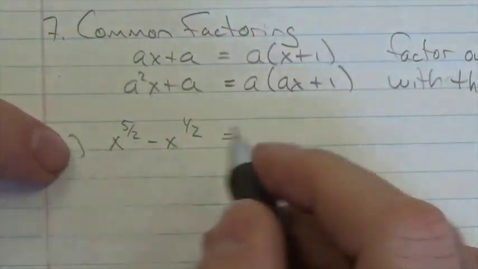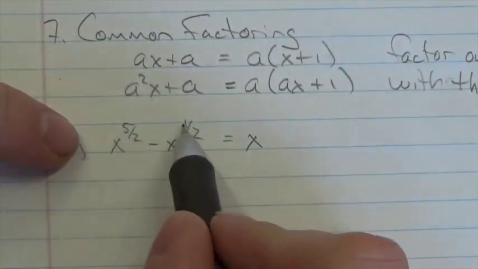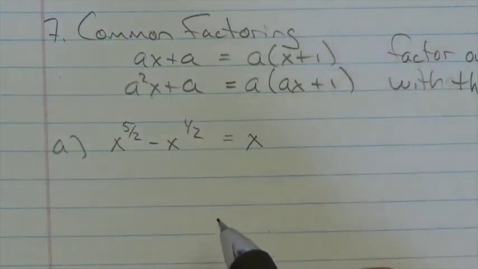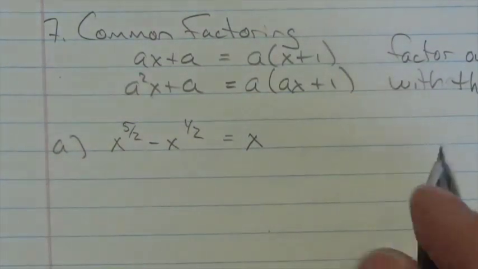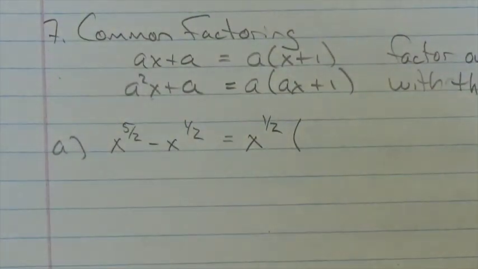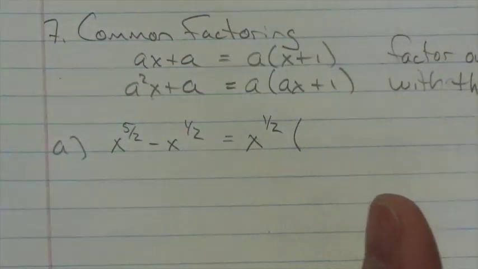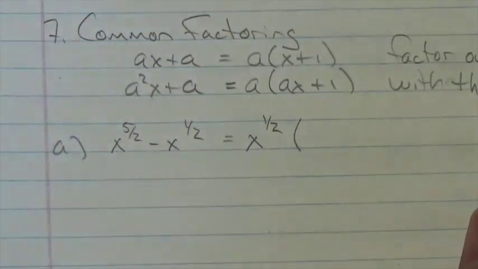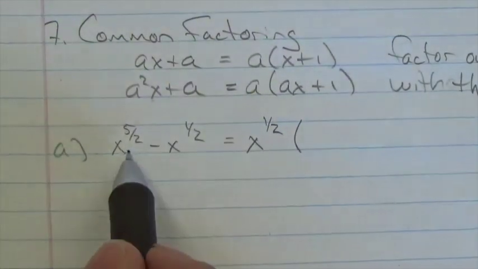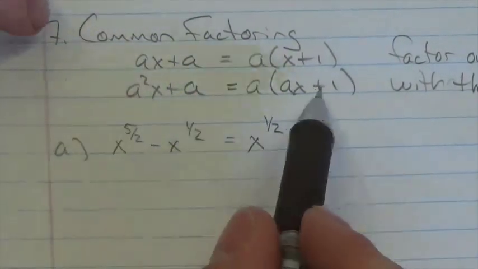Now, I see that there's a common factor that's a power of x here. Now, between 5 halves and 1 half, which exponent is smaller? Well, the answer is this one, x to the 1 half. So that's what I'm going to factor out, x to the 1 half. Now, factoring is essentially division. So to take that x to the 1/2 out, I'm going to divide both of these terms by that x to the 1/2. I mean, that's what I did up here.